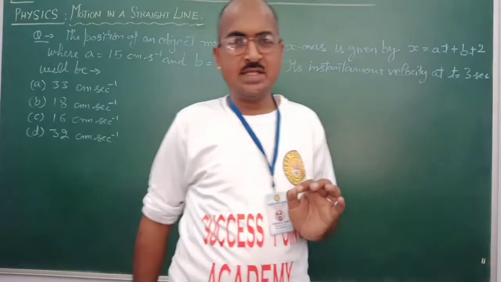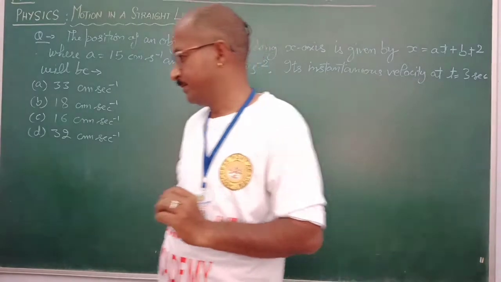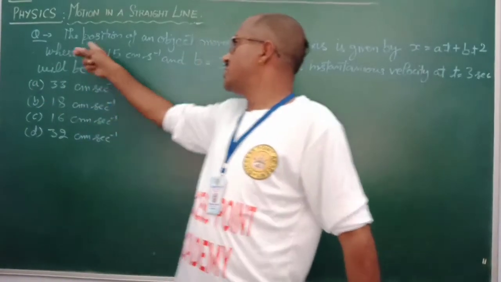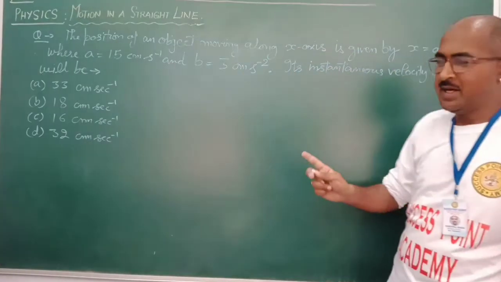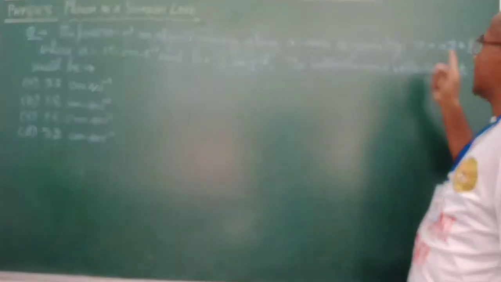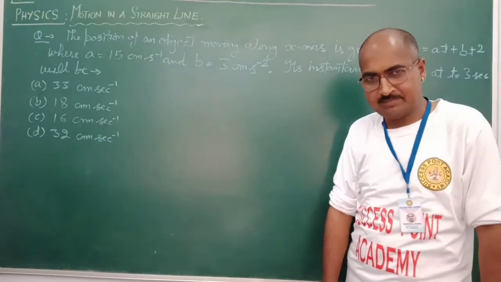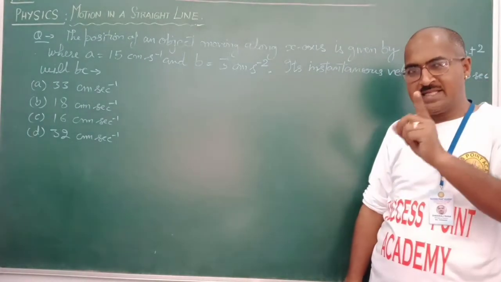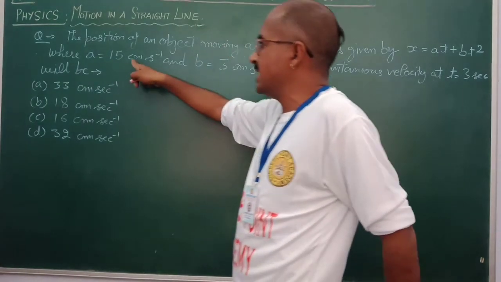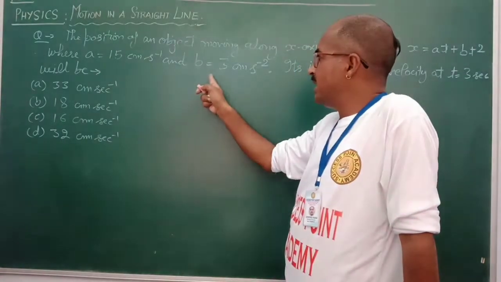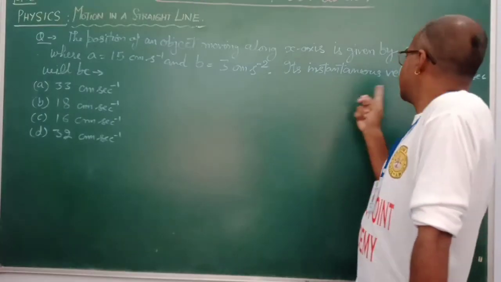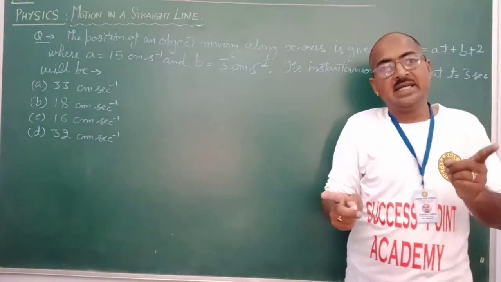Now my dear students, we have second question, and the question is that the position of an object moving along x-axis is given by x equals to 80 plus bt square. Note this, where a equals to 15 centimeter per second and b equals to 3 centimeter per second square. Its instantaneous velocity at t equals to 3 second.